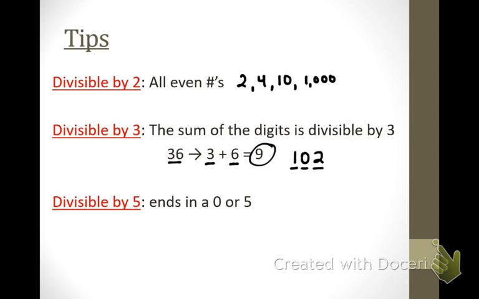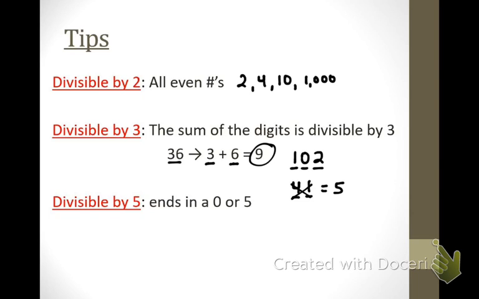Okay, let's go ahead and look at this one. How about 41? What is 4 plus 1? 5. Does a 3 evenly go into a 5? So guess what? A 3 does not evenly go into a 41. All right? So that's just a little tip of how you can figure out if something is divisible by 3 or not. Let's go on to the next one, divisible by 5.